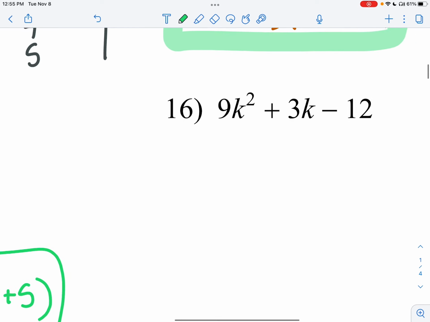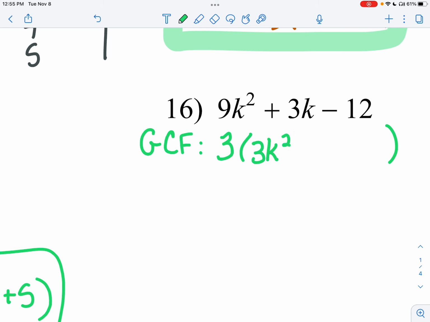So if you are grouping, again, you will look for a GCF no matter what. In this case, the GCF is 3. Sometimes the GCF is 1, and you therefore don't have to rewrite it. So 3k squared plus 1k minus 4. A is 3, B is 1, and C is negative 4.